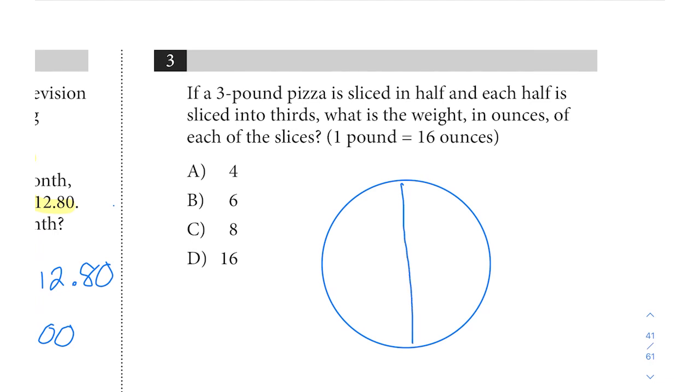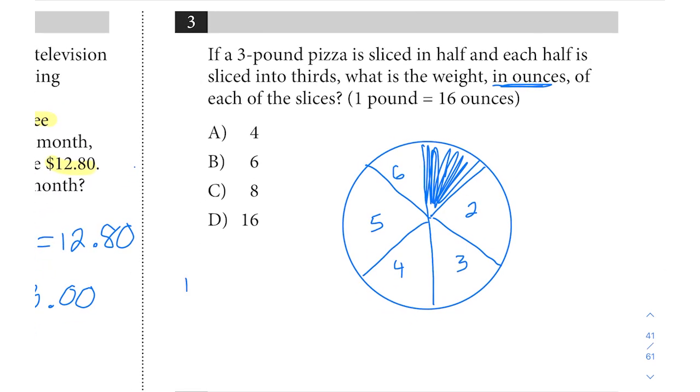So if we have our pizza, if we slice it in half to start, and then each half is sliced into thirds, so something like this. My picture might not be perfect, but it'll at least give us a general idea. So here we have 3 slices on that half, and then another 3 slices on the other half, for a total of 6 slices. So we can see that each of the slices is going to be just 1/6 of the total pizza, and let's figure out what that's going to be in ounces.